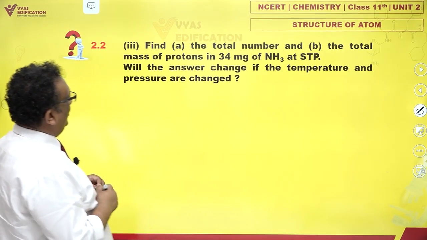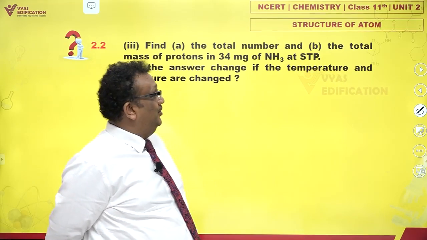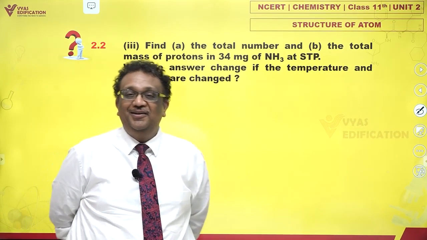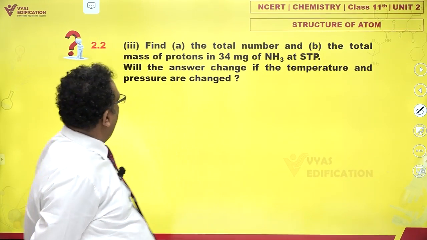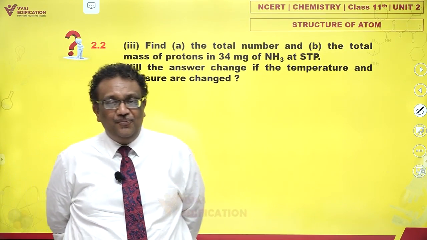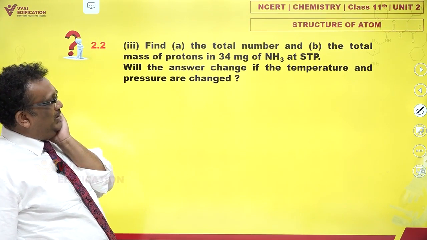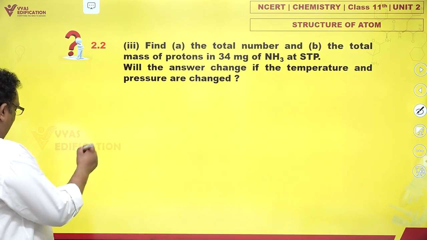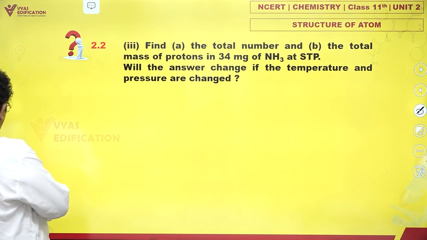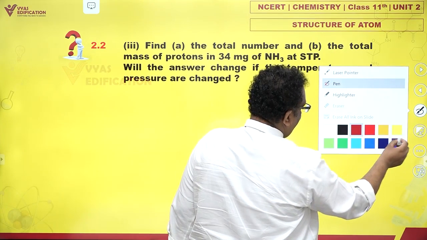Find the total number and total mass of protons in 34 milligrams of ammonia at STP. Will the answer change if the temperature and pressure are changed? Well, let's take a look. Now, we have to find the number and total mass of protons in 34 milligrams. So, what is given? I am given that the mass of ammonia is 34 milligrams.